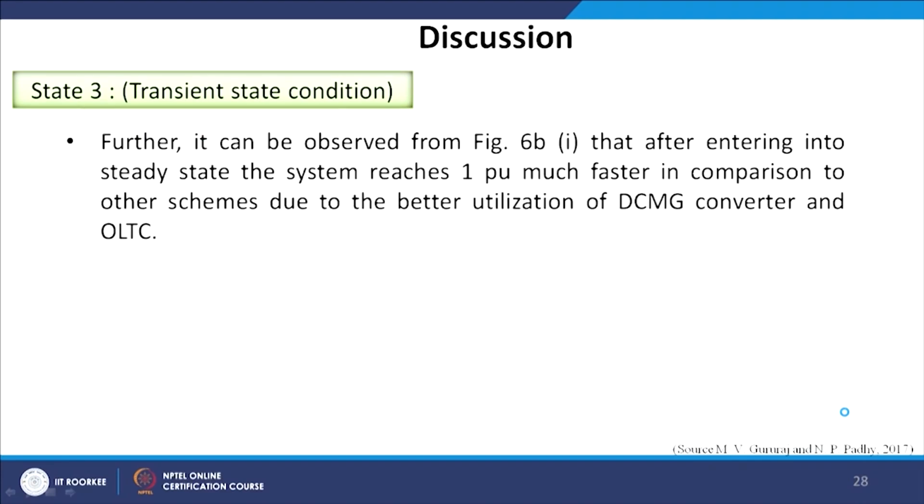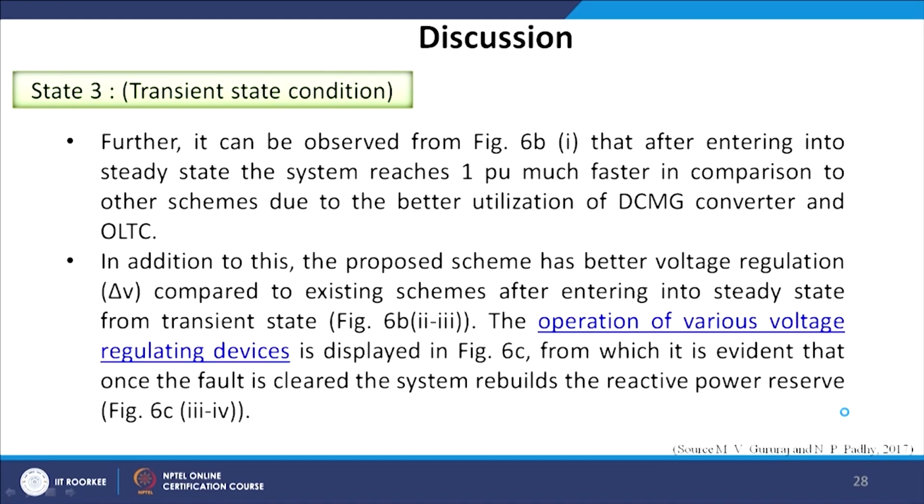Further, it can also be observed that after entering into steady state, the system reaches 1 per unit much faster in comparison to other schemes due to the better utilization of the DC microgrid converter and OLTC. In addition to this, the proposed scheme has better voltage regulation compared to existing schemes after entering into steady state from the transient state. The operation of various voltage regulating devices is displayed, from which it is evident that once the fault is cleared, the system rebuilds the reactive power reserve.